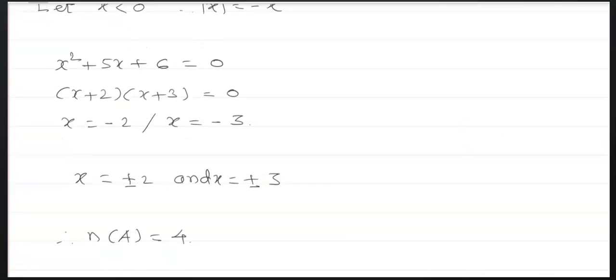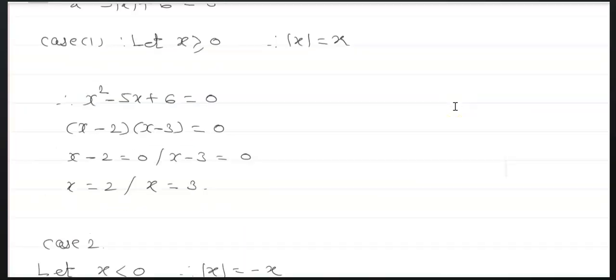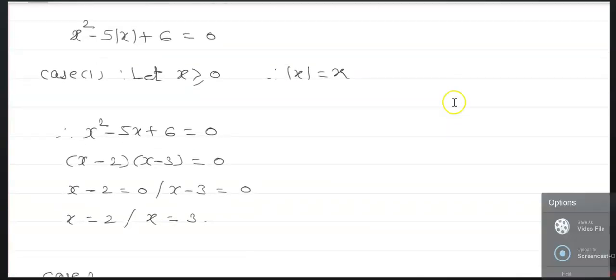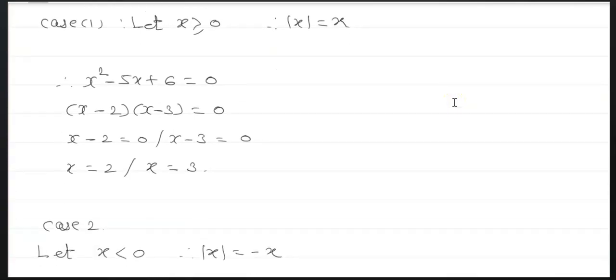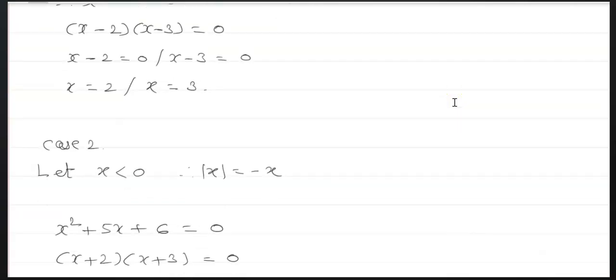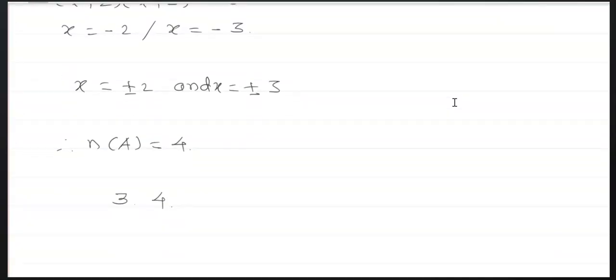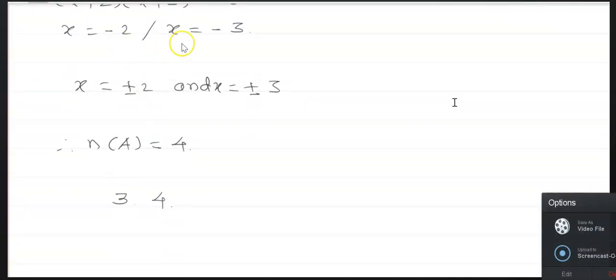See this here, case 1: mod of x is greater than or equal to 0, mod of x is equal to x. Solve this quadratic equation, x square minus 5x plus 6, you will get x is equal to 2, x is equal to 3. When x is negative, mod of x is equal to minus x, then you will get x is equal to minus 2, minus 3. X is equal to plus or minus 3, plus or minus 2. The total number of solutions is 4, hence option 3 is the correct one.